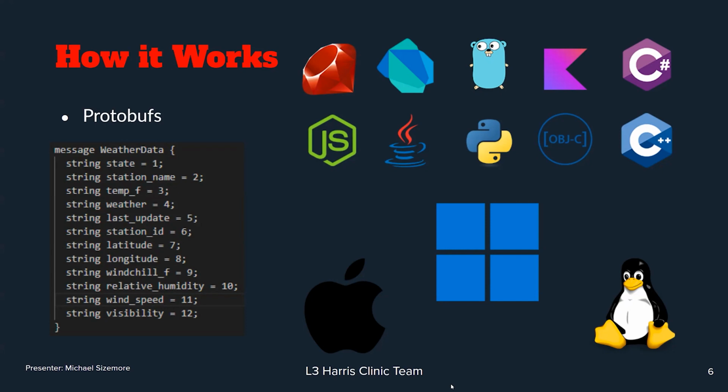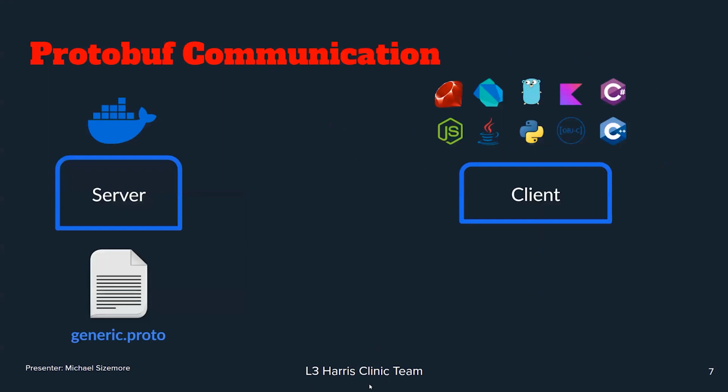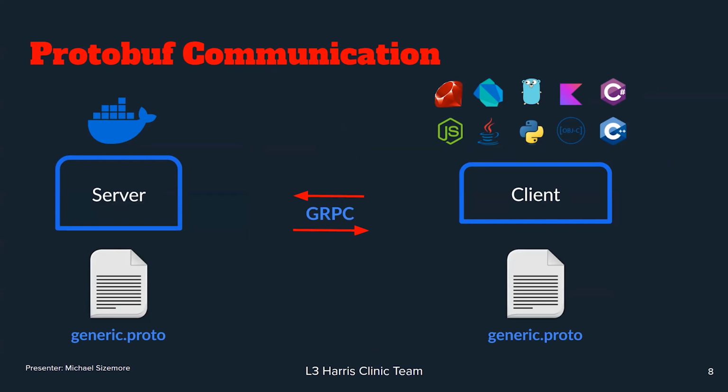I've talked a lot about protobuf communication, but I haven't completely described how it works. So how that works is we have our server and it has a generic.proto file. And that works as sort of the API for our server, and it defines how you will communicate with it. So to start communicating with our server, you'll have to get a copy of the generic.proto and give it to your client. And this will enable the client and the server to communicate with each other.